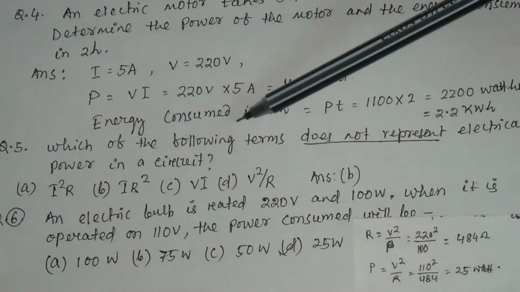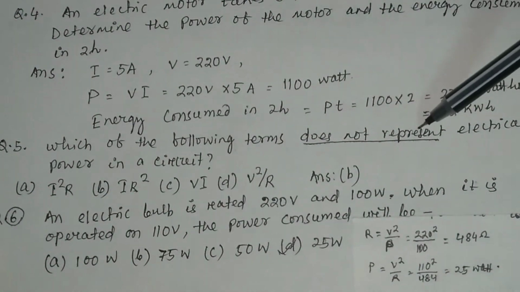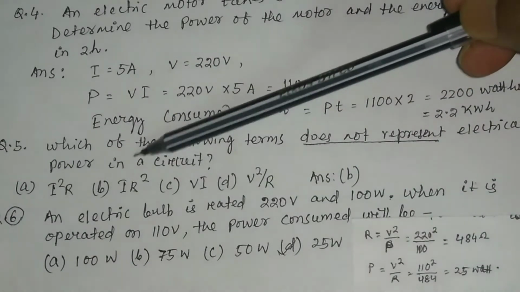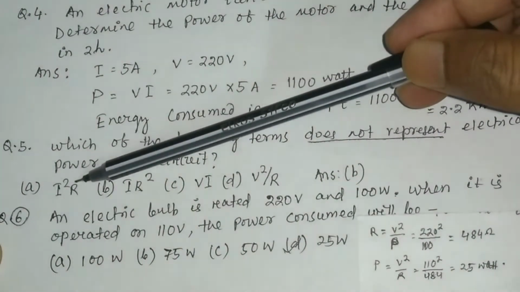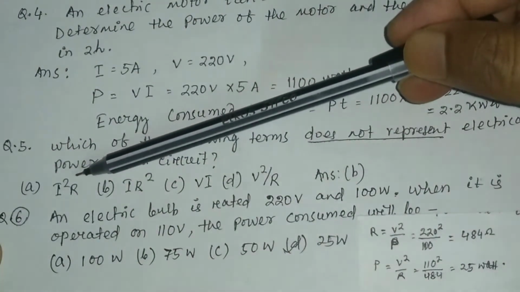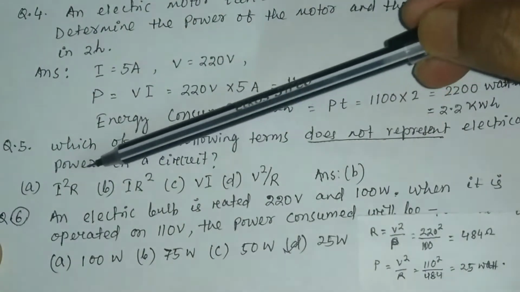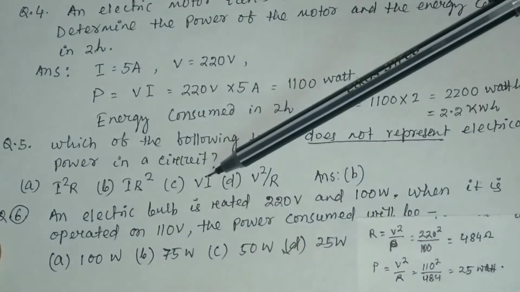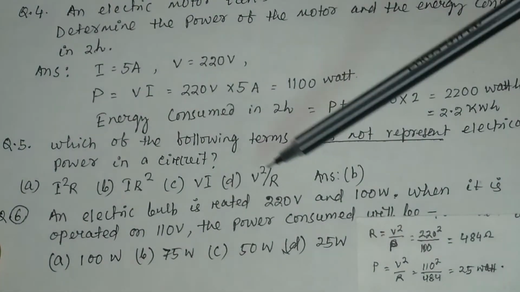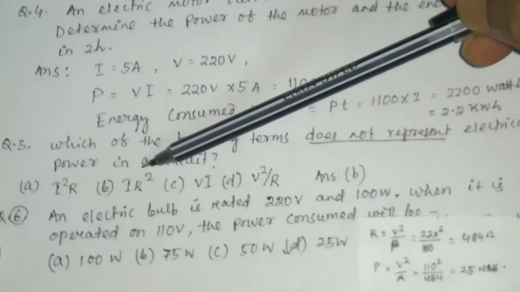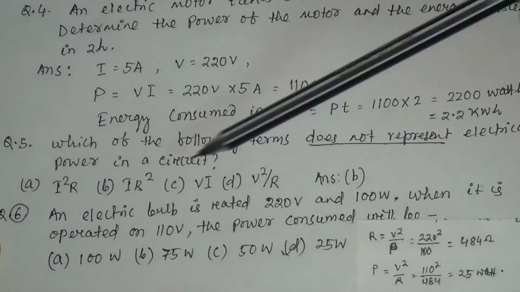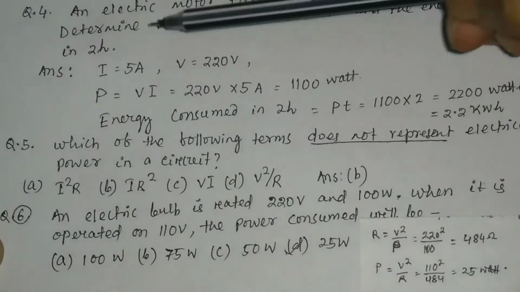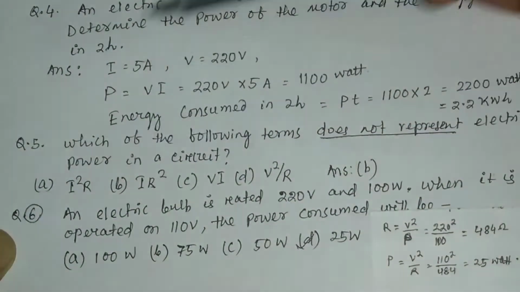Which of the following terms does not represent electrical power in a circuit? Okay, electrical power, I have told you, can be written as I square R, can be written as V into I, can be written as V square by R, but it cannot be written as I R square. So electric power does not represent I R square. This will be the correct answer.